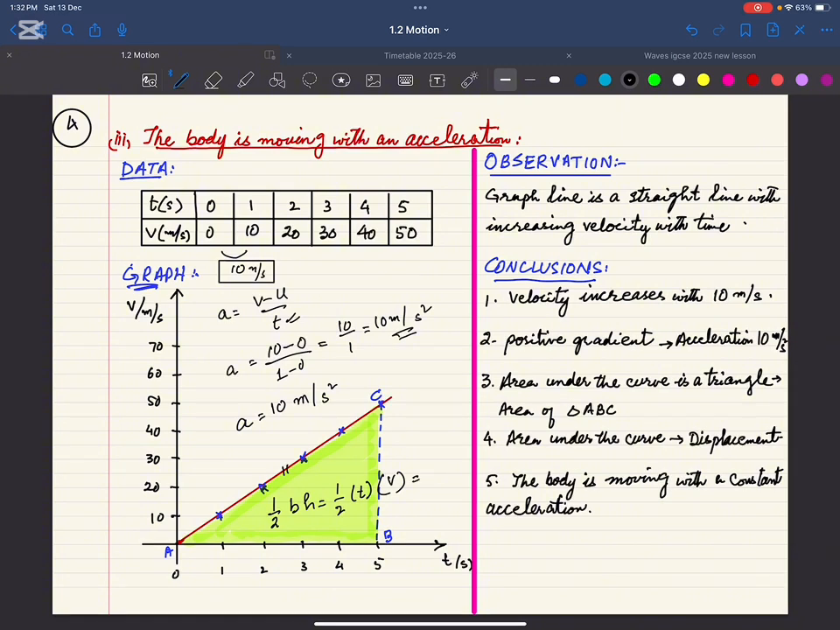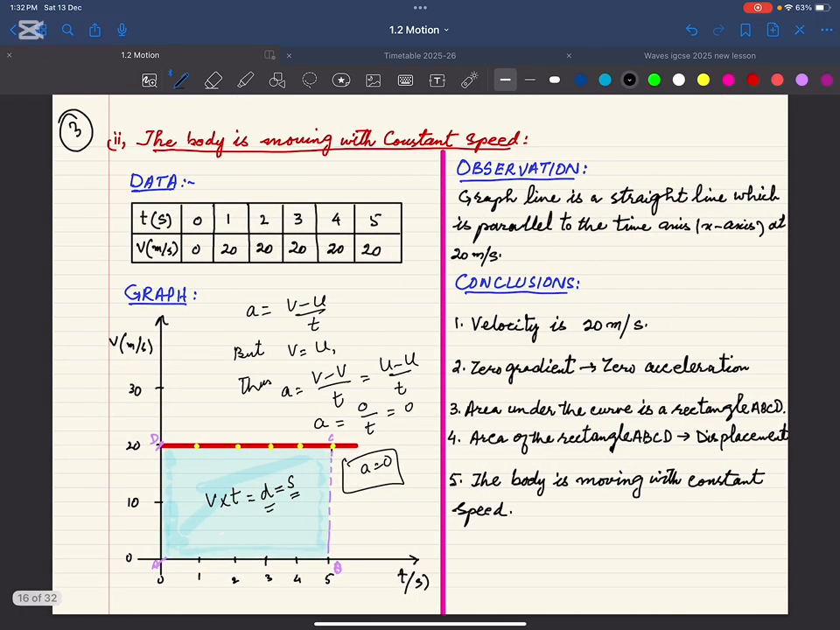So what you are actually calculating here is half into 5 into this value, which is 50. So 5 into 25, and this will give you 125 meters. This is important. Here again, in this case, you can even calculate this value. Here you have 20 multiplied by 5, so this is how much? 100. So this is 100 meters.